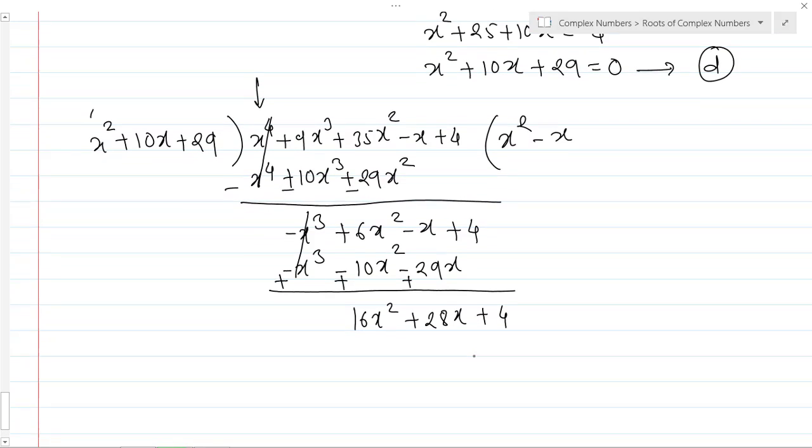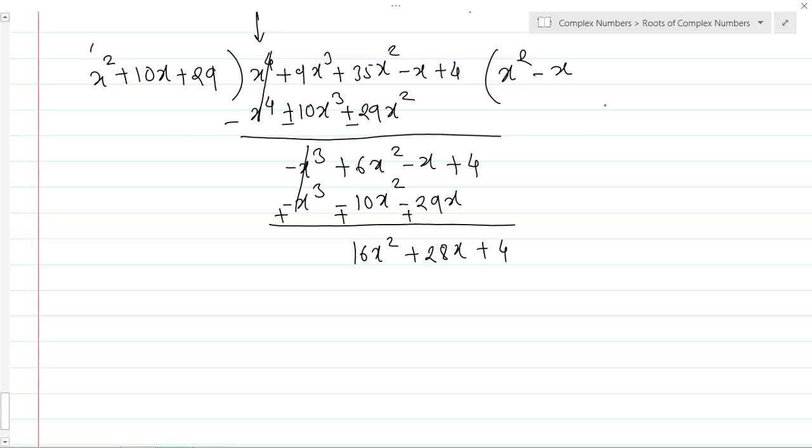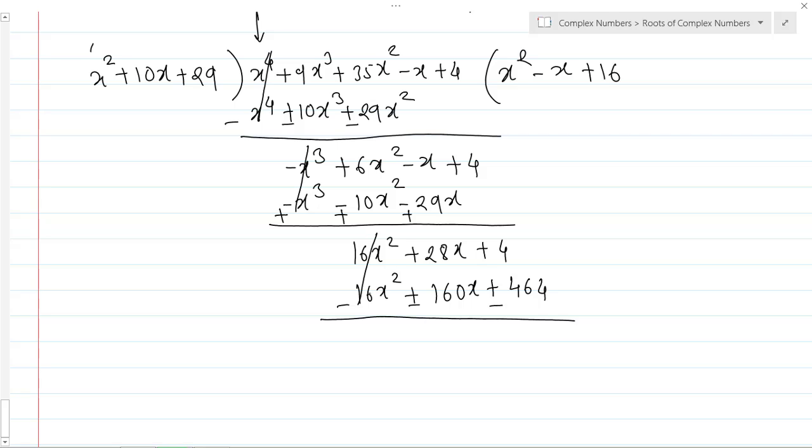Okay, now I want to have only 16 here, so plus 16. So 16x square plus 16 into 10 is 160x plus 29 into 16, this comes to 464. So let's subtract: minus, minus and minus, these two cancel, so this is equal to minus 132x and this is equal to minus 460. Okay, so this is my remainder, this becomes my capital R.